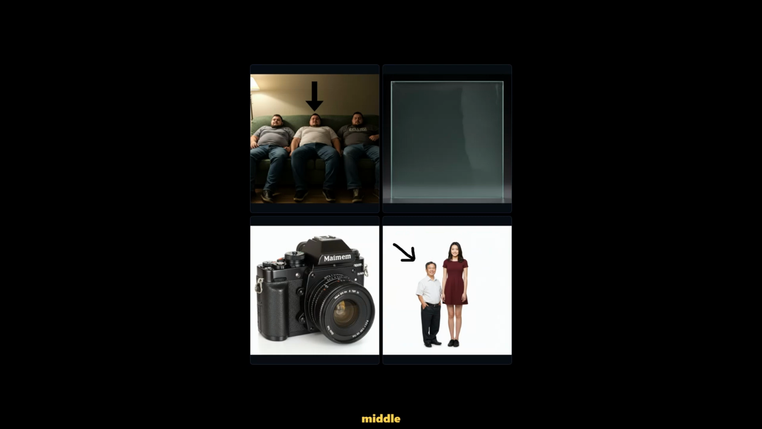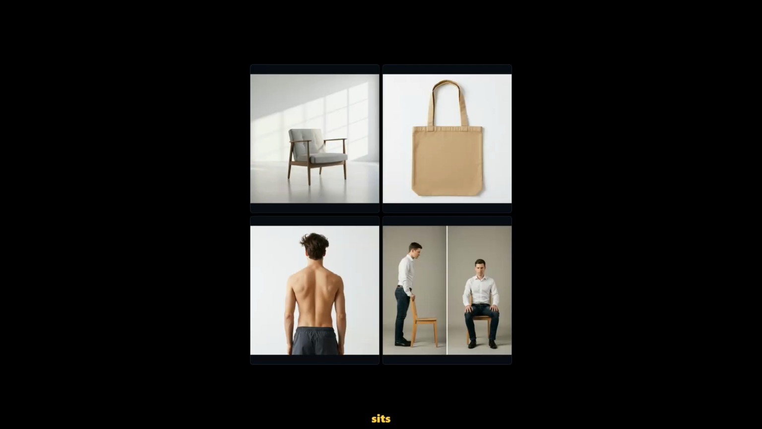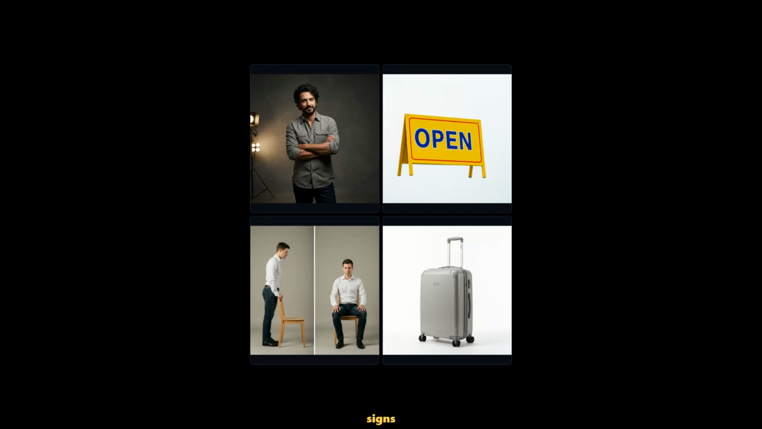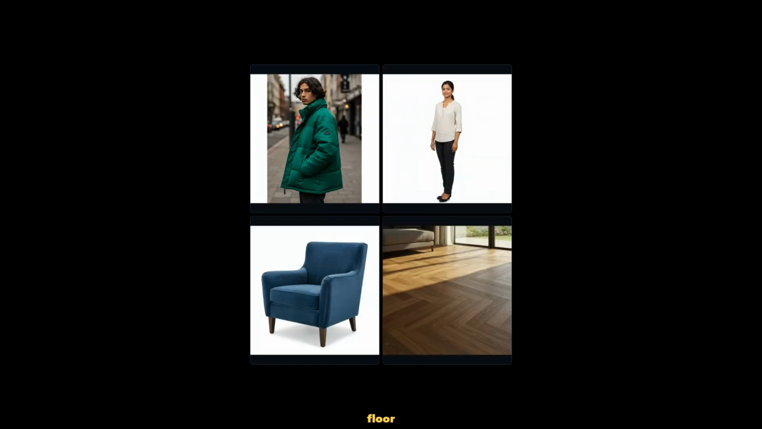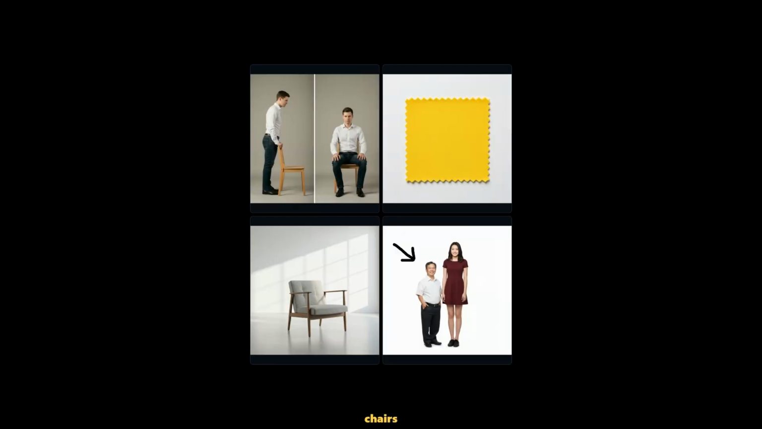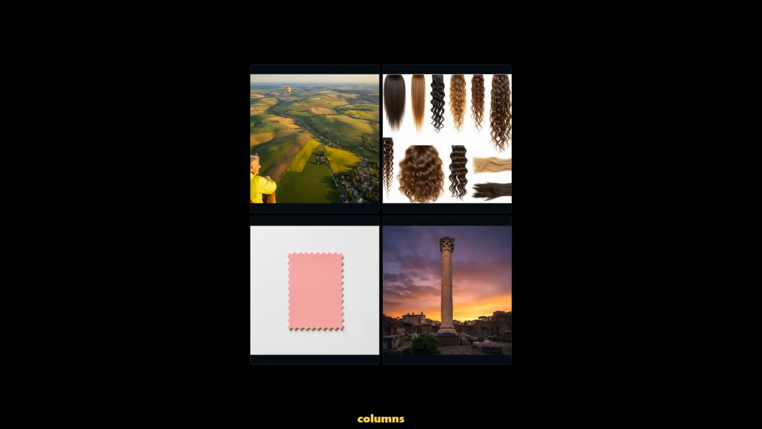Middle. The man is sitting in the middle of his brothers. Sits. The man sits down. Signs. Here is an open sign. Floor. The chair is on the floor. Chairs. Here is a chair. Columns. The column towers towards the sky.